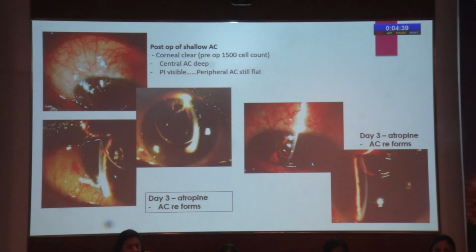This patient had a post-op shallow AC, and only after a long time of atropine, 2 to 3 days, it started reforming, and then subsequently she did well.